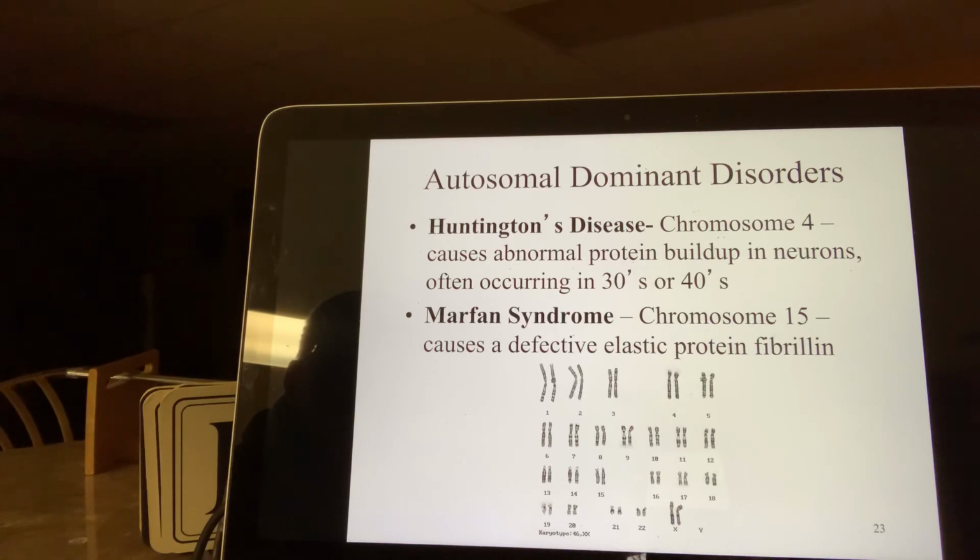And the problem is that with many of these patients, they do not show symptoms until they're in their 30s or their 40s. It takes long for this to build up, and by then they may have actually passed the disease on to children that they have had. Marfan syndrome is another autosomal dominant disease. It's on a different chromosome, pair 15, and it causes a defective protein in the elastic fibers. We'll talk a little more about Marfan syndrome, I believe, in the next hour.